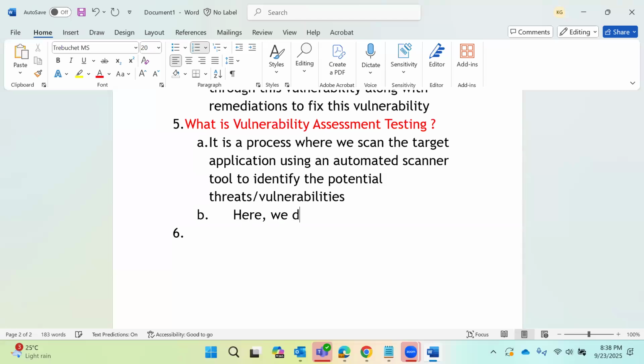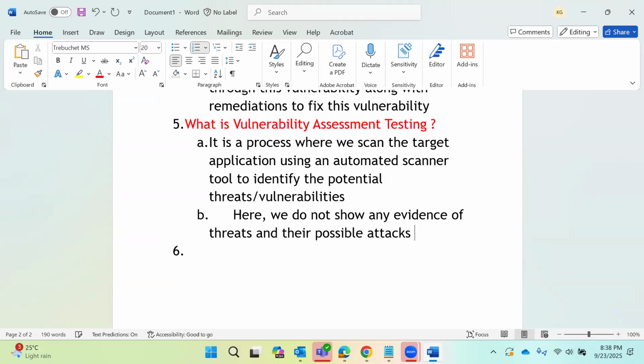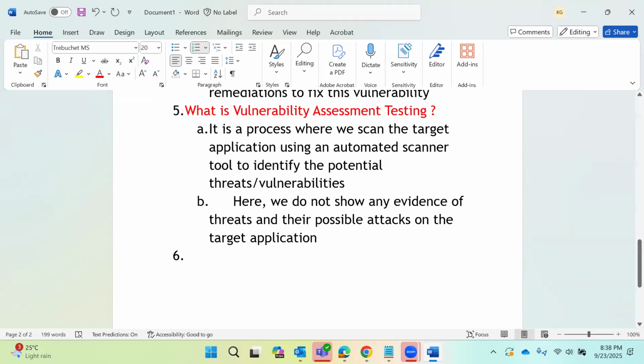Here, we do not show any evidence of threats and their possible attacks on the target application. So remember the second point. If the developer says, can you show me proof that database theft will happen? You will say, no, I cannot show the proof because I just used a scanner tool and the scanner tool identified this list of issues or threats in the application.